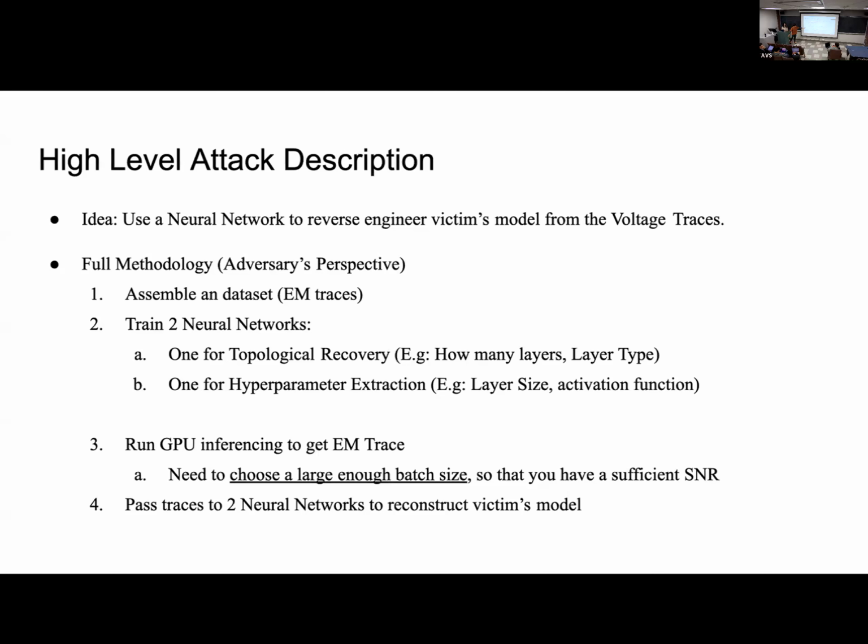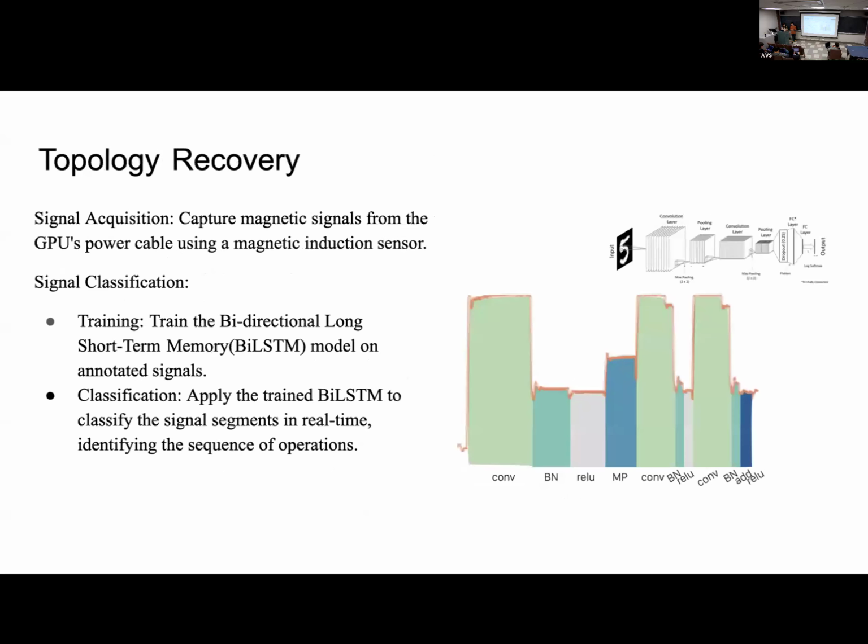And then once you get the EM trace, you pass it to these two neural networks that will give you the details of the victim's model. So yeah, I'll pass on to Fan to talk more about those.